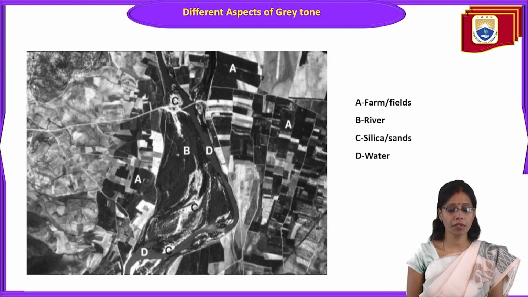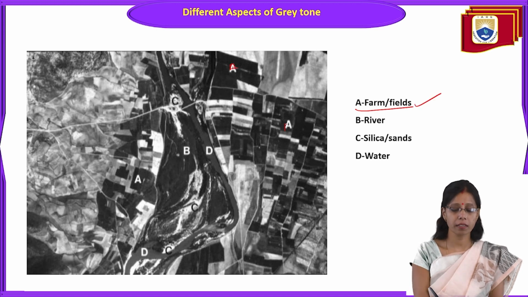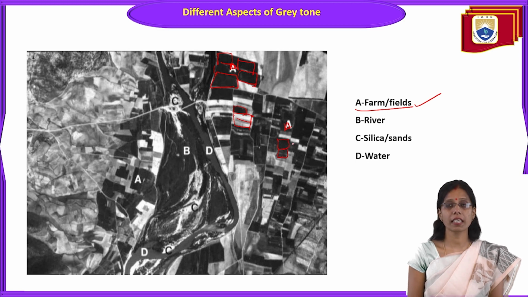Now we have different aspects of gray tone. As we have discussed, in a black and white image, this is just a panchromatic image, either the feature will be black in color or the feature will be white in color. So how can we identify based on the shape, based on the tone? Now you can see here farm. A is the farm. How will it look? You have a shape like this rectangle. So farm will be always in a rectangle shape or else square shape. Some places you will see square shape, some places you will see rectangle shape.